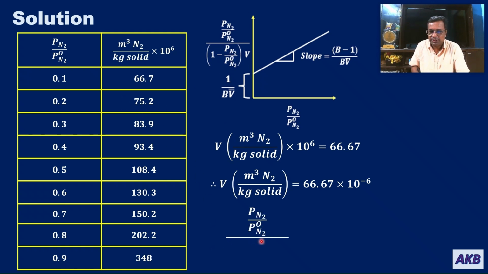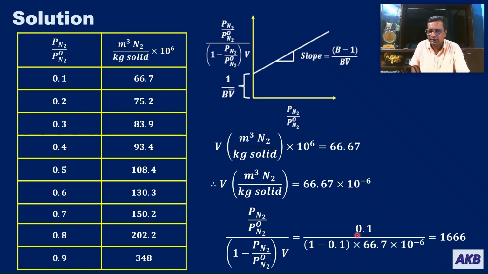Now let us calculate this term for the first reading. So it is Pn2 by Pn2 naught divided by (1 minus Pn2 by Pn2 naught) into V. Pn2 by Pn2 naught for the first reading is 0.1. So it will be 0.1 divided by (1 minus 0.1) into 66.7 into 10 to the power minus 6, which is V for the first reading. So this comes out to be 1666. In this way, you have to get the values for other readings.